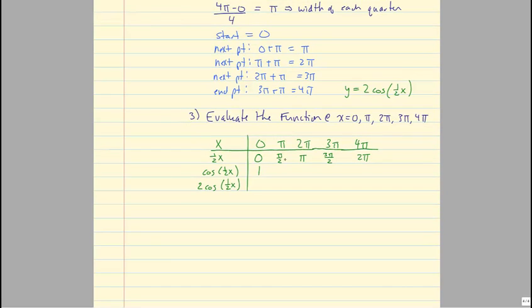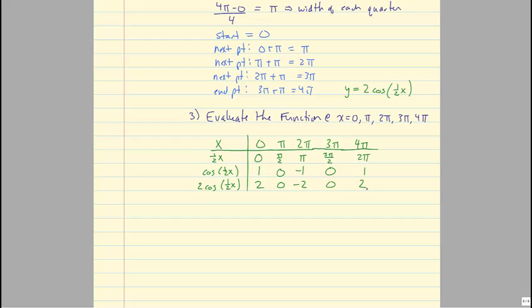Okay, so the zeros, all that stays on the first row. The cosine of 0 is 1. The cosine of pi over 2 is 0. The cosine of pi is -1. Cosine of 3 pi over 2 is 0, and the cosine of 2 pi is 1. And then I multiply each of these times 2.